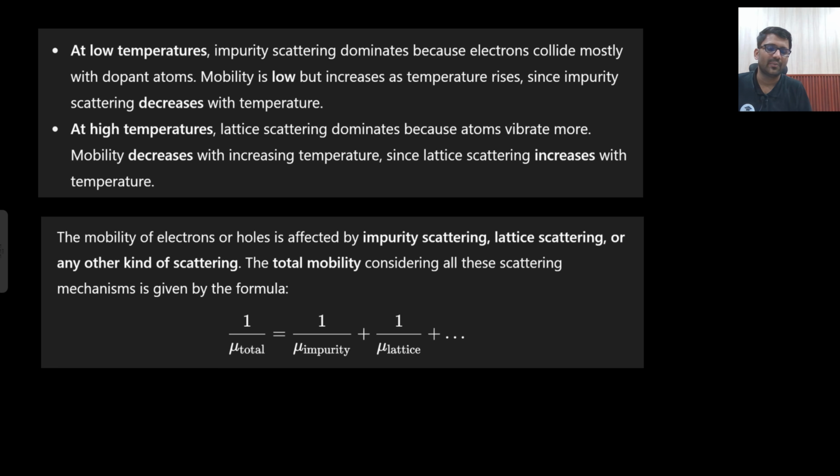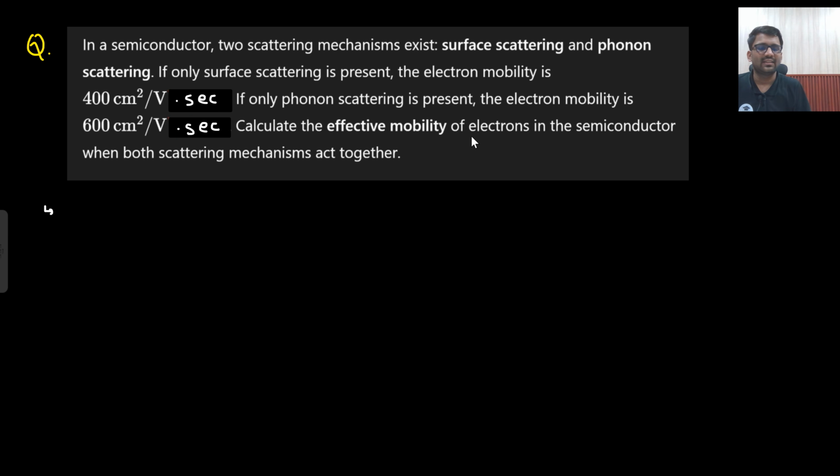Okay, so this is the numerical, although there is a very rare chance that they will ask this kind of question. What they have given is that in a semiconductor, two scattering mechanisms are existing: surface scattering and phonon scattering. What is phonon scattering? Lattice scattering only. What is surface scattering? You don't know.